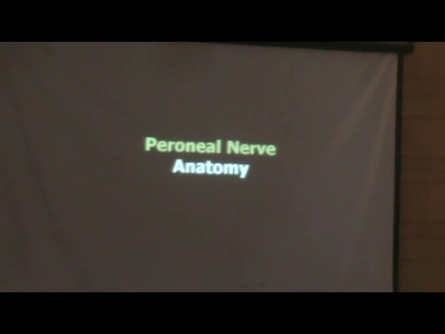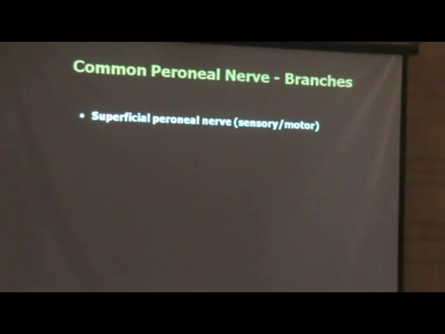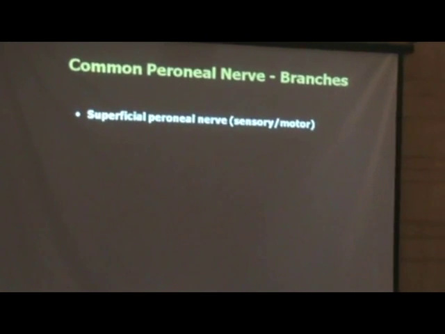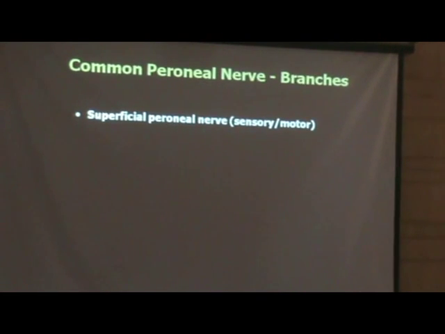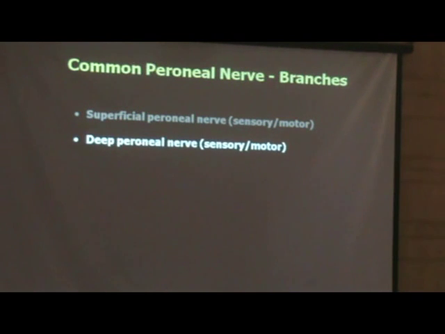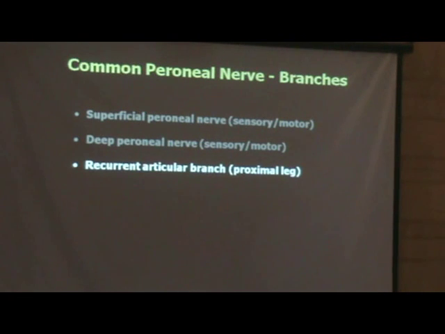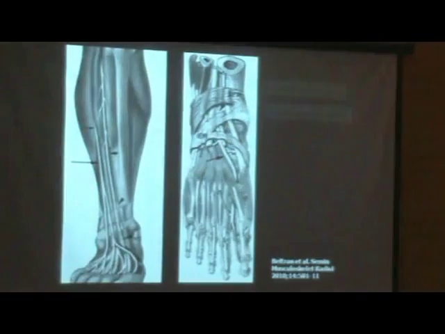So what about the anatomy of the peroneal nerve? So the common peroneal nerve, its origin is with the tibial nerve, with the division of the sciatic nerve, and this is just above the knee. The common peroneal nerve has three main branches. So the first one is the superficial peroneal nerve, carrying both sensory and motor innervation to the lower limbs. The deep peroneal nerve as well, and we have this branch here we will not talk about in our lecture, the recurrent articular branch. This is in the proximal leg. This is not about the ankle or the foot.